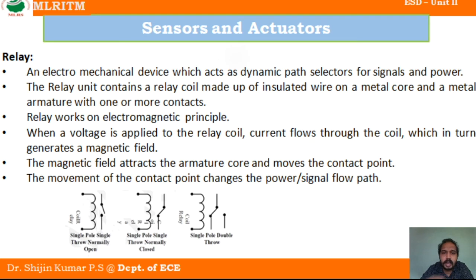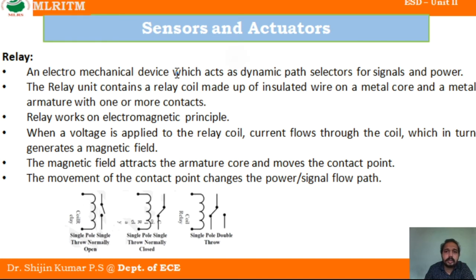So when we apply a voltage to this coil, then this switch will be closed, and we will get a closed circuit here. So a relay is an electromechanical device which acts as a dynamic path selector for signals and power. Path selector means what? A switch.